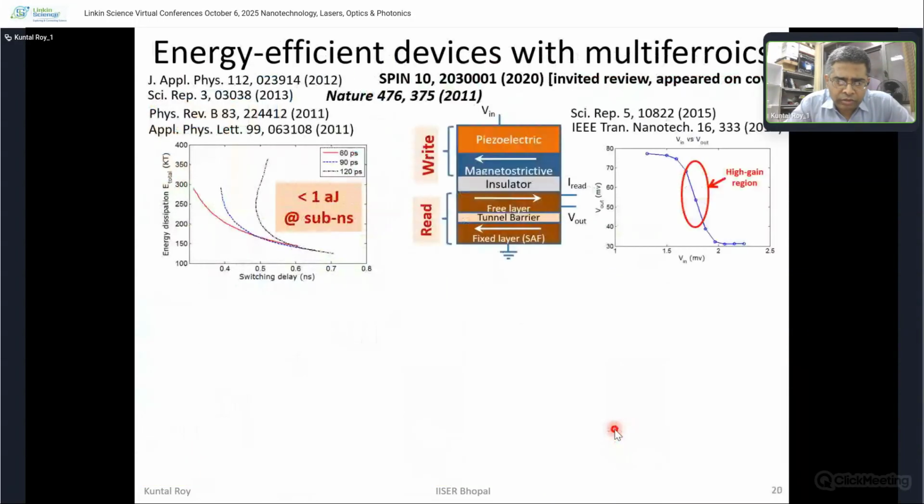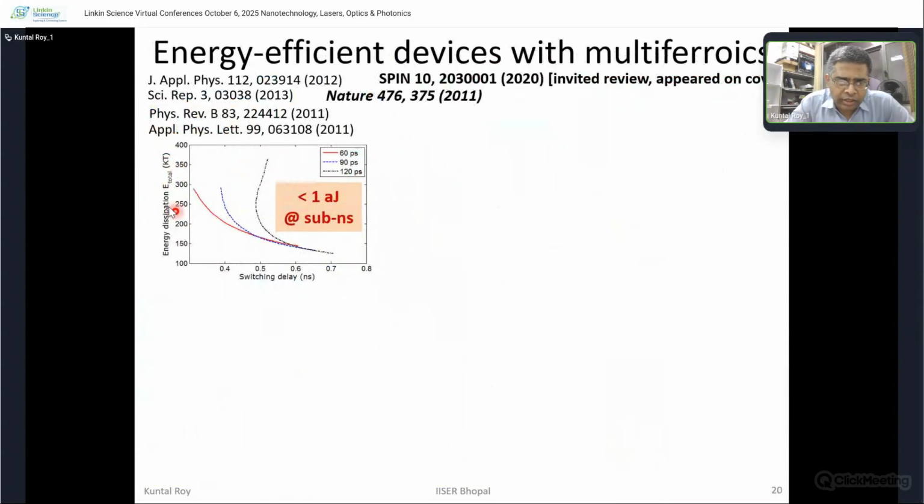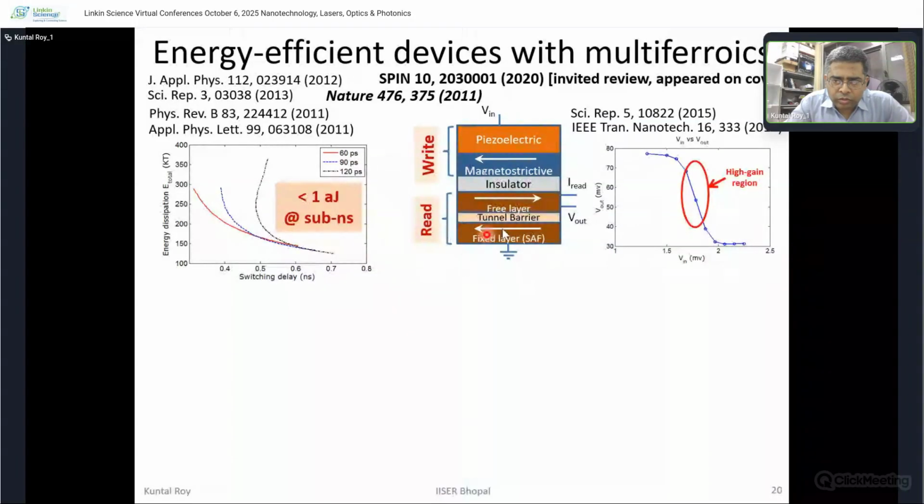Here are some of the works that we have done. For example, there is a switching delay energy trade-off. It shows that if the delay is increasing, energy dissipation is decreasing. That is the usual trade-off, and it shows that less than 1 attojoule energy dissipation is possible at some nanosecond switching delay. We have also shown that the input-output characteristics of these multiferroic composites have a high gain region like transistors, because high gain region is important for logic design, so that one device can be connected to another device and still work.